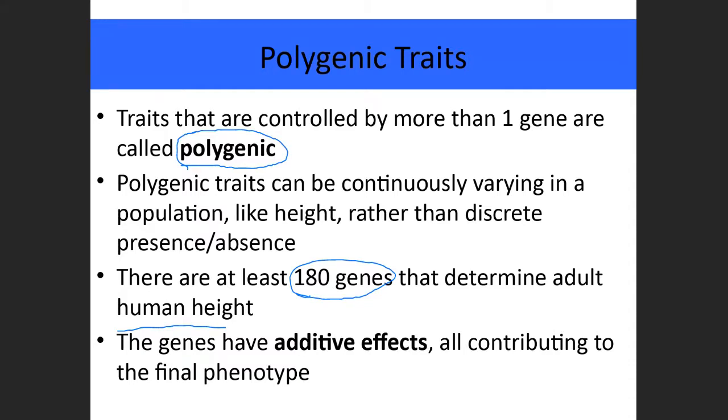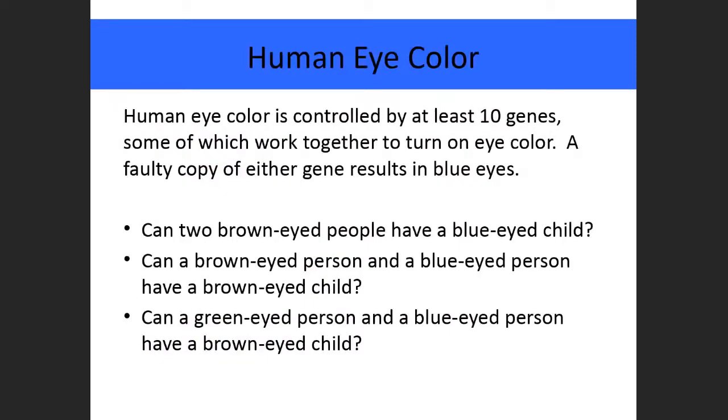So there's an enormous range of heights for adults, right? For human adults, there's a really big range. So it's not tall or short, it's a big range because there are so many genes involved. Another polygenic trait in humans is eye color.